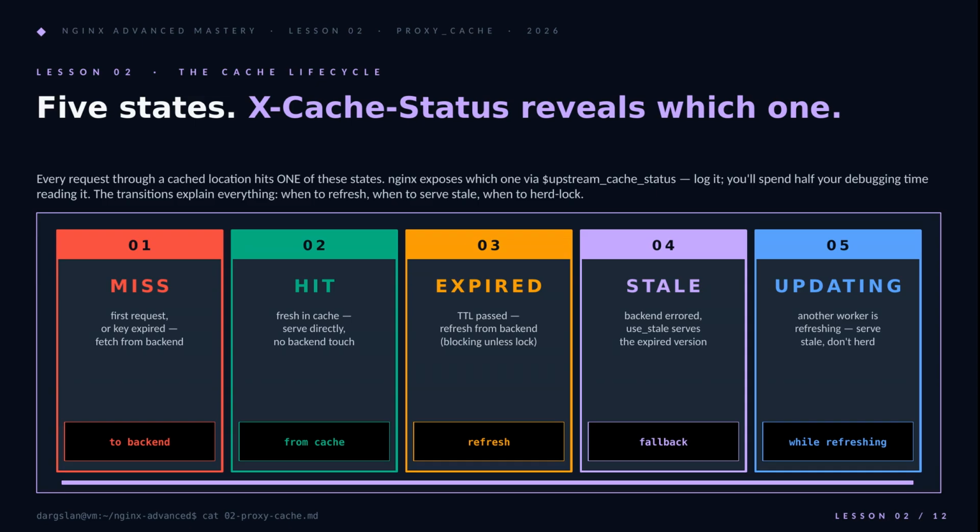Miss means first request or expired key, fetch from backend. Hit is the happy path, fresh, served straight from disk. Expired means TTL passed, refresh now, and this is where lock matters. Stale is your safety net firing when the backend fails. And updating means another worker is already refreshing, so serve the old copy and don't pile on.